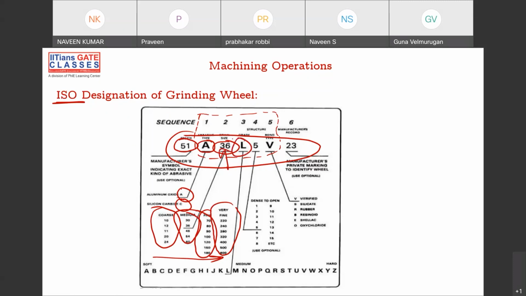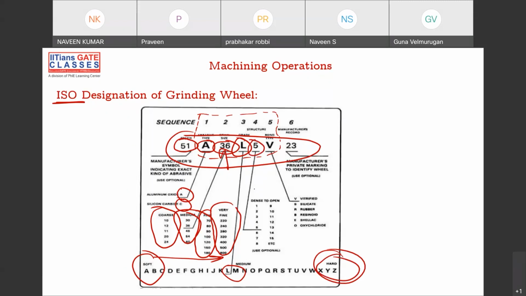And then grade. What is the grade? Grade is nothing but what kind of bonding material you are using, whether it is a soft bonding material or a hard bonding material. Going from A to Z, if you are near A, B, C, D, it is soft. If you are going till L, M, it is medium. If you are going to X, Y, Z, then it is hard bonding material. And this 5 represents the structure.